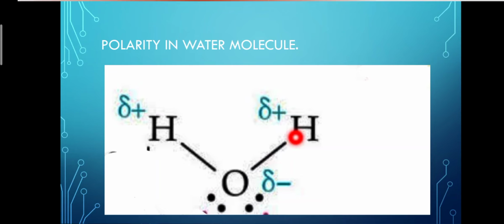In this diagram, you can see the polarity present in the water molecule. Oxygen atom has greater electronegativity value, so the bonded electrons spend more time towards the oxygen atom than the hydrogen atom. So oxygen atom carries delta negative and hydrogen atoms carry delta positive, and polarity is present in the water molecule.